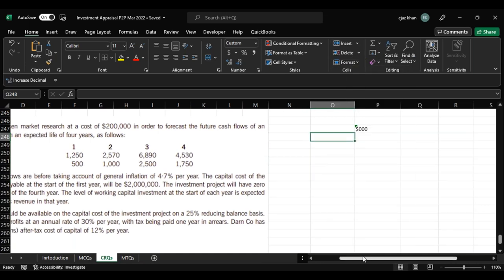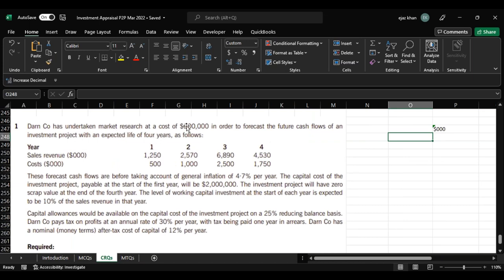So the project, let's go through the question. Darn Company has undertaken market research at a cost of 200,000 in order to forecast the future cash flows of an investment project with an expected life of 4 years as follows: sales revenue, costs. These forecast cash flows are before taking account of general inflation of 4.7% per year. The capital cost of the project payable at the start of the first year will be 2 million. The investment project will have zero scrap value at the end of the fourth year. The level of working capital investment at the start of each year is expected to be 10% of the sales revenue in that year. Capital allowances would be available on the cost of the capital at 25% reducing balance basis, and the company pays tax on profits at an annual rate of 30% per year, with tax being paid 1 year in arrears. Darn Company has a nominal cost of capital of 12% per year.